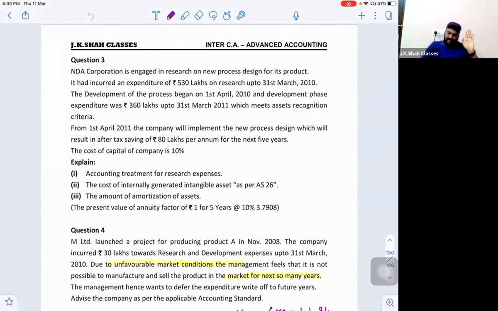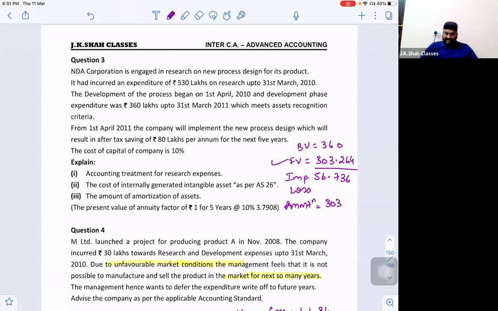Right? Book value is 360. So what will be fair value? Fair value is 303.264. So 360 minus 303.264, 56.736 lakh is your impairment loss. Correct? So asset will be recorded at 3,03,000. So how much amortization will be charged?